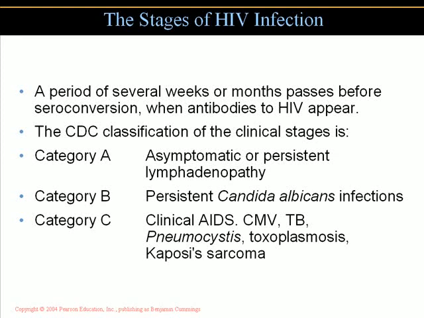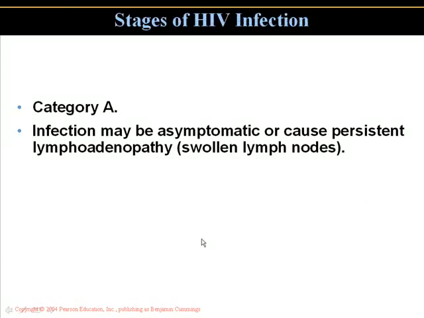However, in an HIV infection, when we have a compromise in our immune surveillance system, then this persistent Candida albicans can develop. So patients with HIV disease can present with thrush or Candida in the oral mucosa, vaginal mucosa, rectal mucosa. Category C, clinical AIDS, or CMV, TB, pneumocystis, or toxoplasmosis, or Kaposi sarcoma. Again, pneumocystis carinii and toxoplasmosis would be opportunistic infections. Kaposi sarcoma we'll talk about specifically in the future.